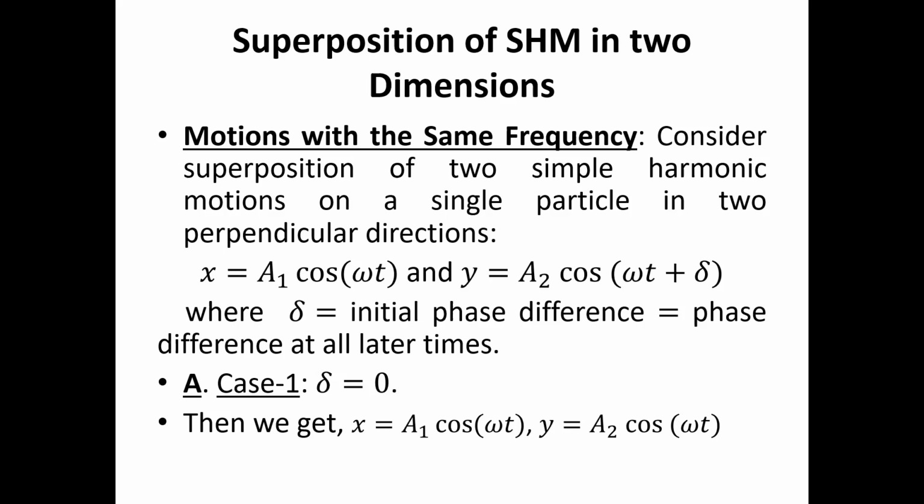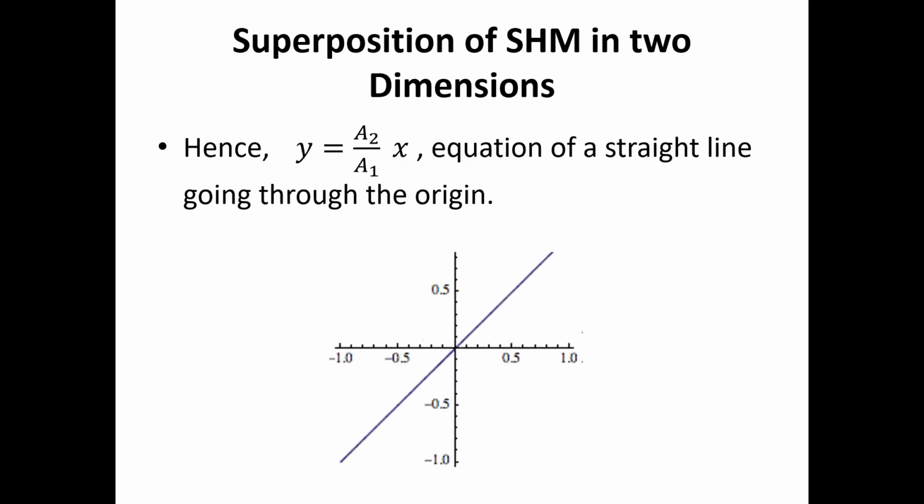The simplest one is delta equal to 0. Then we have x equal to a1 cos of omega t and y equal to a2 cos of omega t. That actually gives a straight line motion because you can see y is equal to a2 over a1 all into x. That's an equation of a straight line going through the origin.